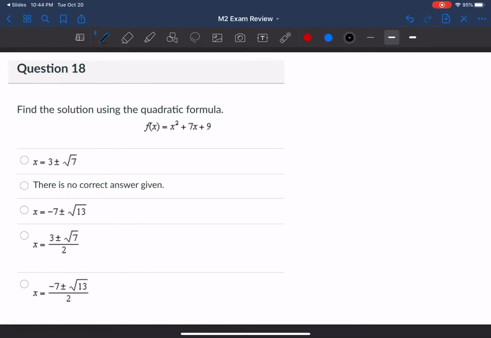Next one, another quadratic formula. I think I went over this one in live session. So if you want to check your notebook, that's totally fine too. It's going to be 7/2, I think. Yep, this one, the last one. So A is 1, B is 7, C is 9, and then you just plug in, and then you will get negative 7 plus minus the square root of 13 all over 2. Okay, so use quadratic formula.